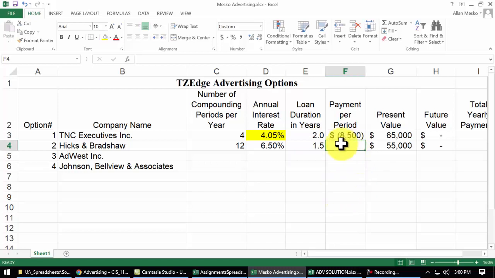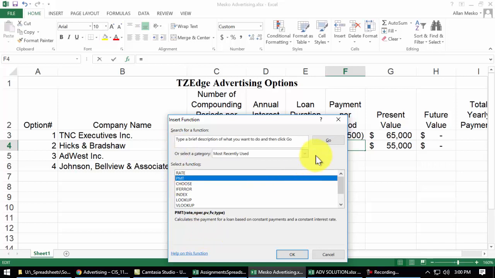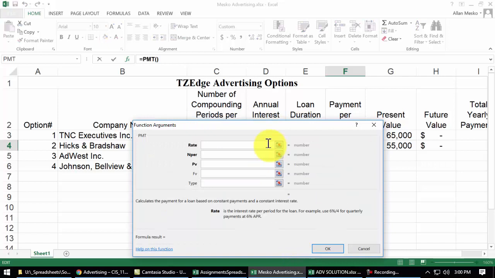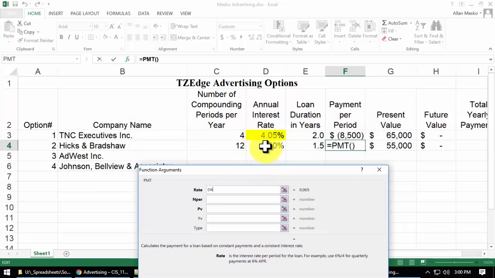All right, for that we use the PMT, the payment function. So let's find that. There's PMT. It would be under financial, or we could just type PMT and it would go to it. And notice these things all need the same parameters, don't they? It's just that one time we're solving for this one and given the others. Another time we're solving for that one and given the others. So rate is the interest rate per period.